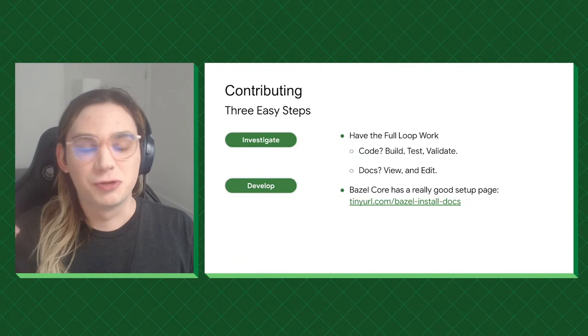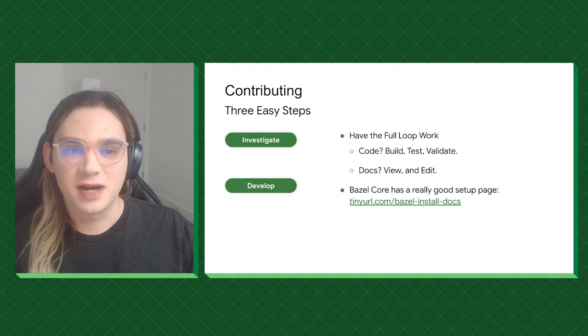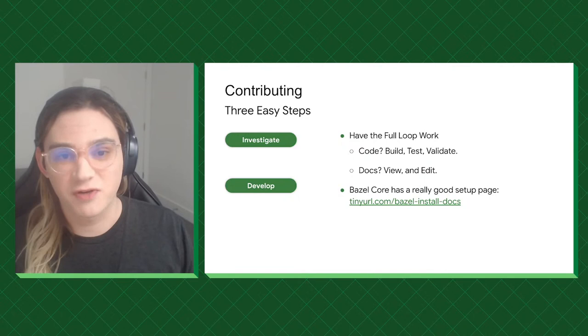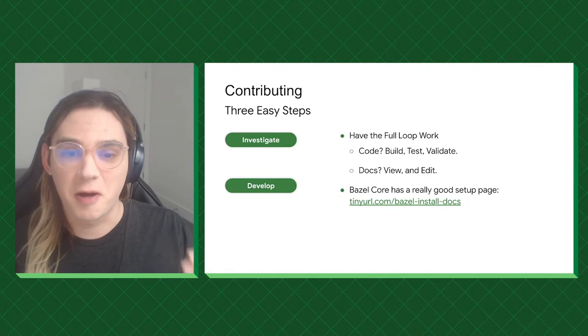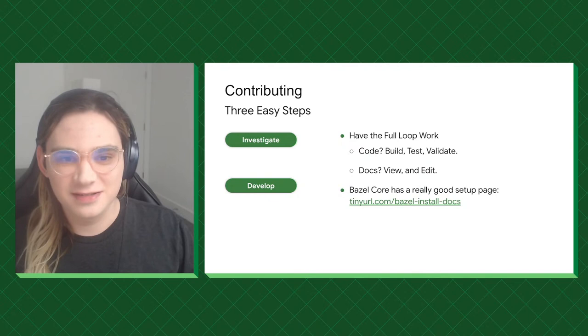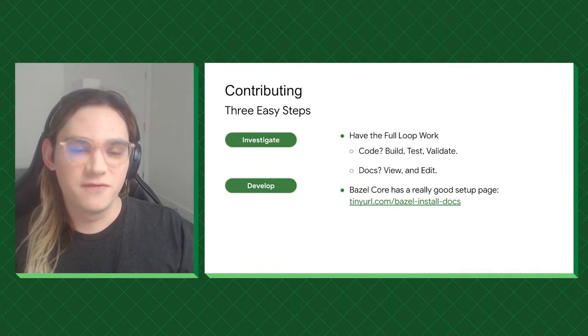I actually want to call out Bazel Core here, because Bazel Core has a really good documentation setup for building Bazel, either with Bazel or just from scratch, for the first time. I followed it multiple times and it's worked every single time I followed it. So I really want to call them out. It's a fantastic job. So once you have all of that code and documentation ready and set up, and you've chosen your issue, you can go ahead and make your change and throw up a pull request. And that's what comes next.